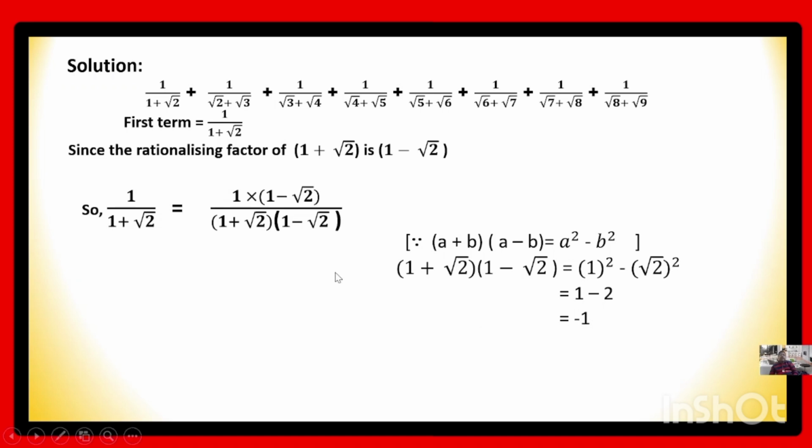You have to multiply the denominator by using the formula. You see here once again, 1 into 1 minus root 2 will be 1 minus root 2, and (1 plus root 2) into (1 minus root 2) is 1 square minus root 2 square. Understand?